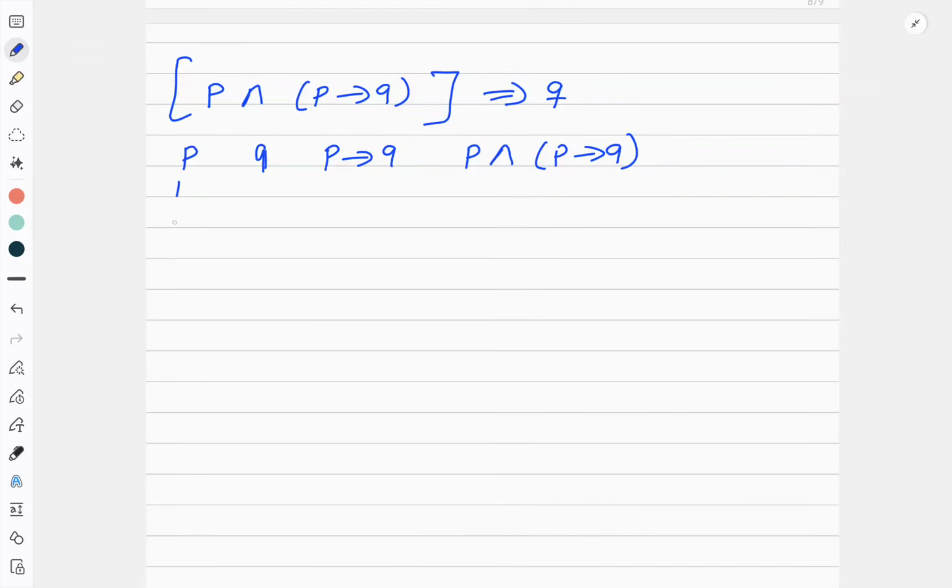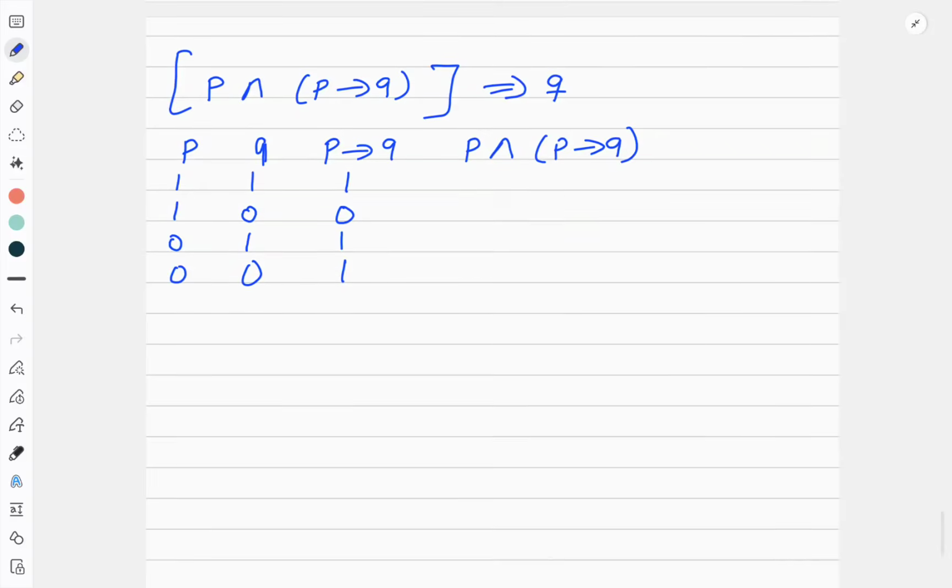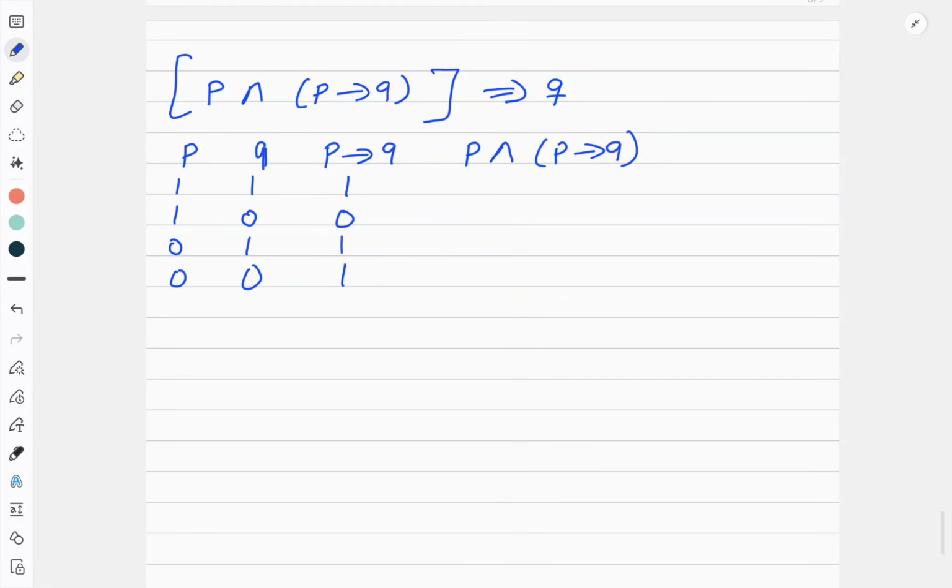Okay, now 1, 1, 0, 0 for P, and 1, 0, 1, 0 for Q. Now P implies Q is what? 1, 0, 1, 1. Now P and P implies Q: P and this 1, then 0. This will also give 0, this will also give 0, because AND means both should be 1 only.